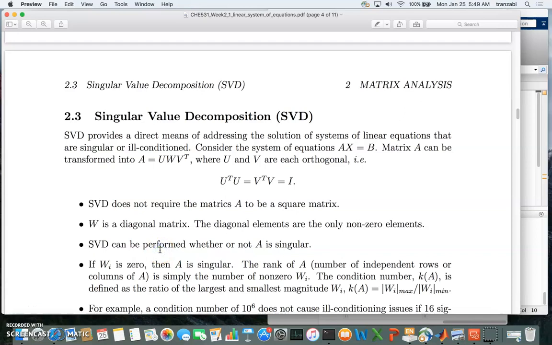Right, so welcome back to che531. We're going to continue our discussion on singular value decomposition, or so-called SVD.